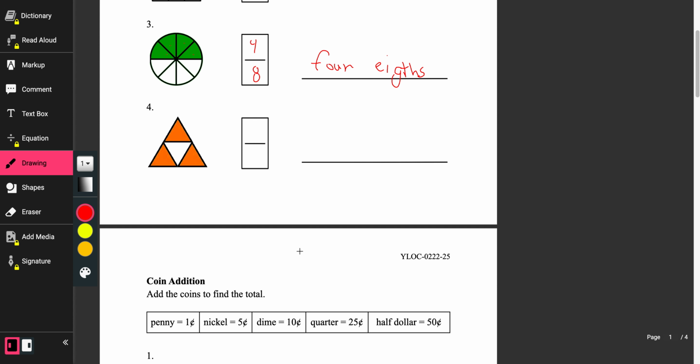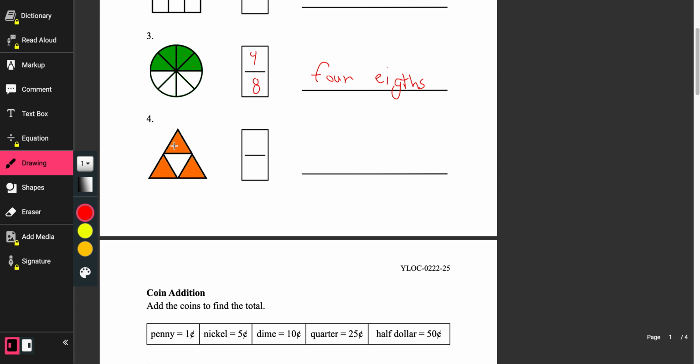Okay. Let's do one more. So there are 1, 2, 3, 4. There are 4 total, and 1, 2, 3 are shaded. So this is going to be 3/4 as our answer.